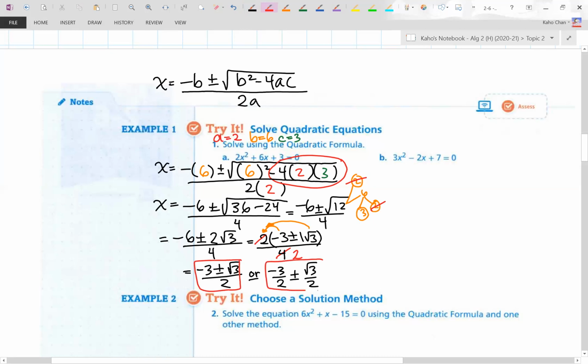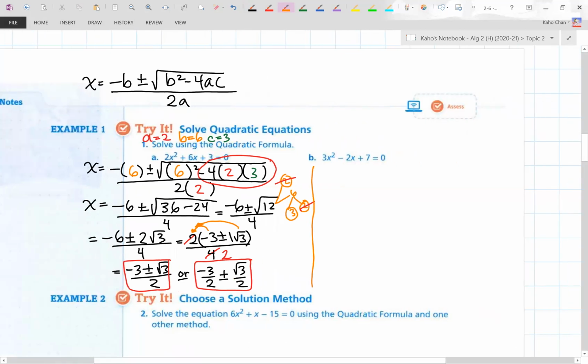Normally you couldn't possibly factor this with a box or a diamond method or AC, because look at the result, we have radicals, right? Those methods are used for ones that factor nicely. This one would never have factored nicely. All right, let's try B.